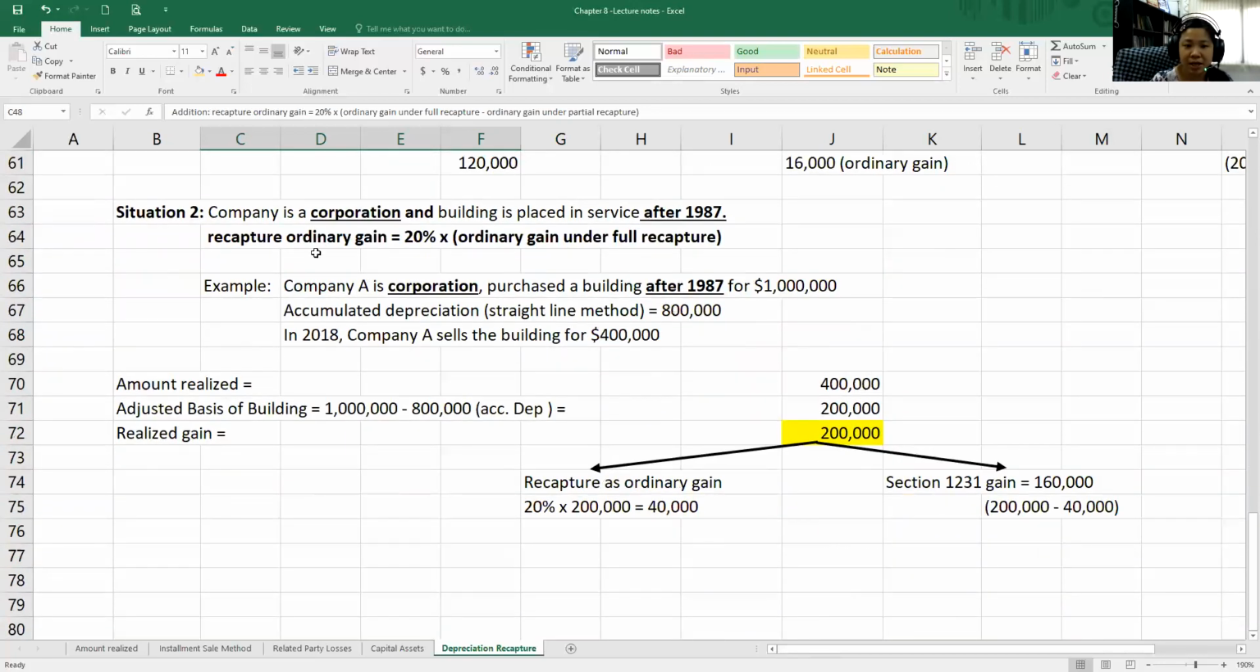The 20% also applies for a company that is a corporation and purchased the building after 1987. In this case, we recapture ordinary gain, which is 20% of the ordinary gain under full recapture.